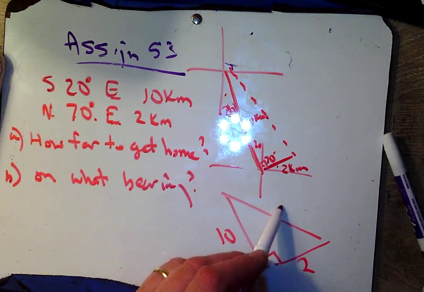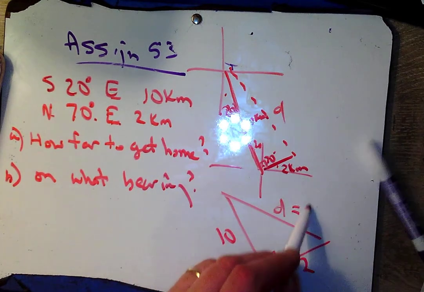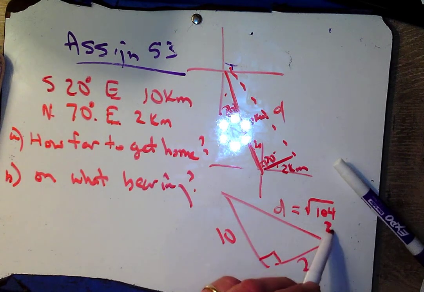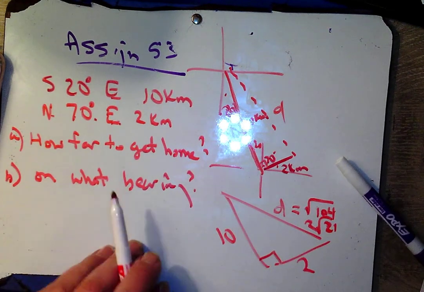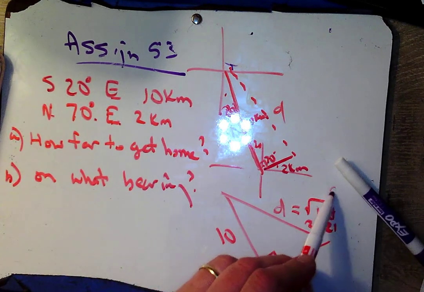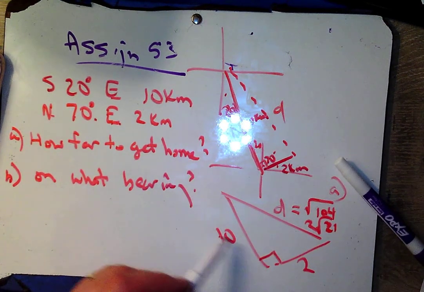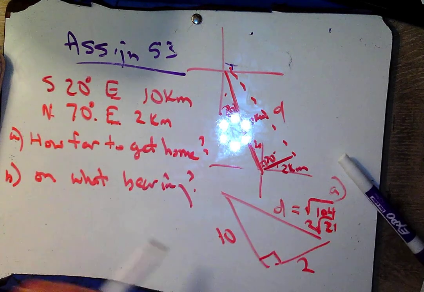I mean, not to find the distance home. That's just the Pythagorean theorem, square root of 104, which I guess is 2 root 26, and you can decimalize that on your calculator. Here's part A. Because 10 squared is 100, and 2 squared is 4, 100 plus 4, and take the square root. That's where that came from.